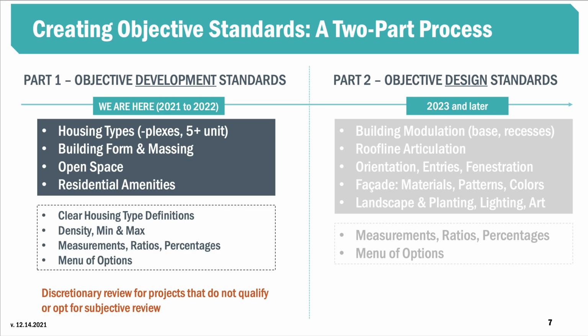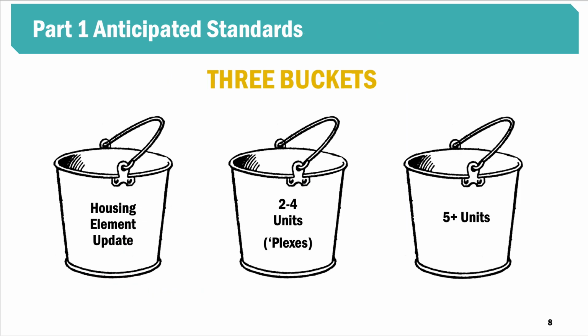In Part 2, we will consider establishing objective design standards to address issues such as building modulation, roofline articulation, orientation, entries, window design, exterior materials, and other similar design details. We expect that the Part 1 standards will fall into 1 of 3 buckets: standards needed for the Housing Element Update, standards for projects with 2 to 4 units, and standards for projects with 5 or more units.